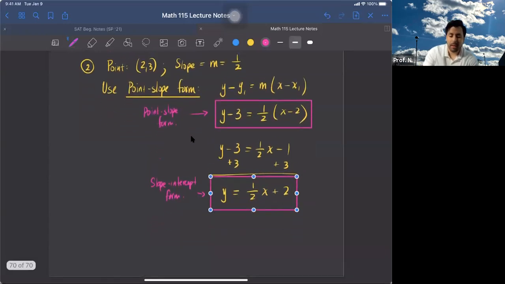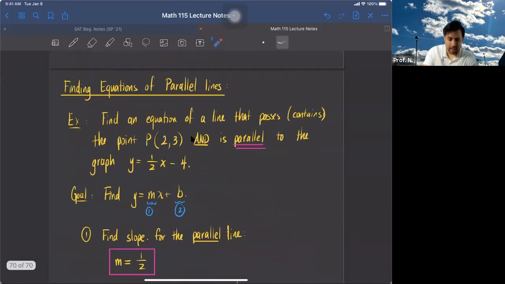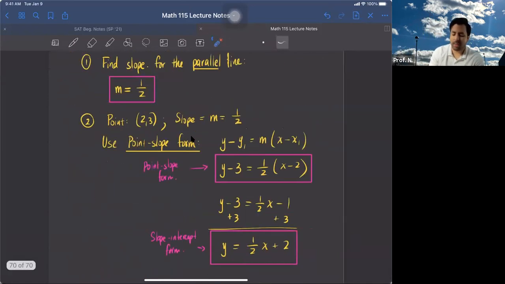Okay. And so then what is this? This is the line. This is the equation of the line that passes through the point (2, 3) and is parallel to the graph y equals 1/2 x minus 4. That is what this line is. And we did it.